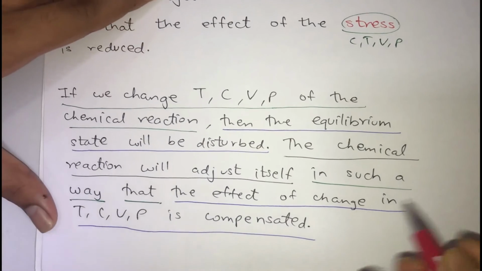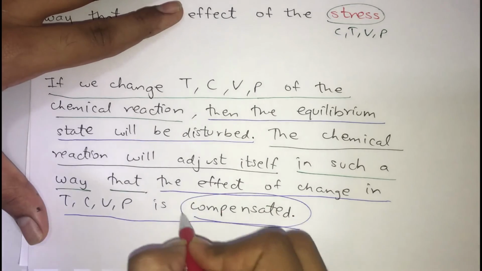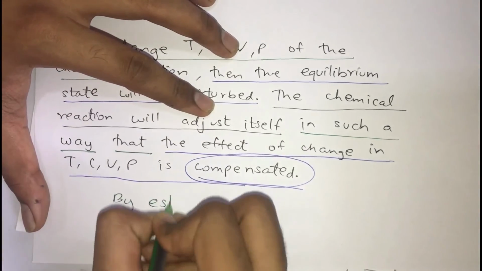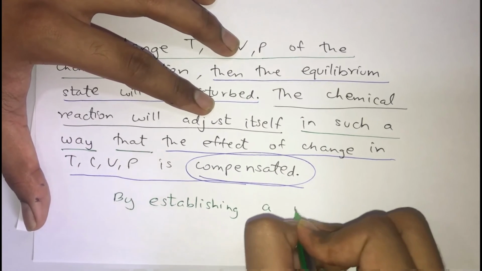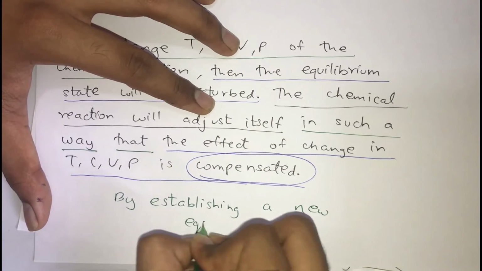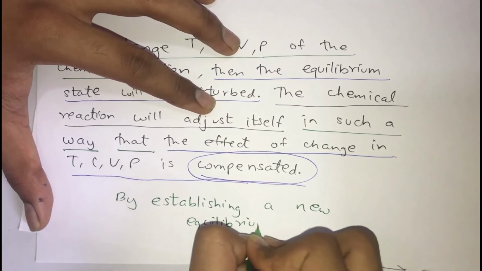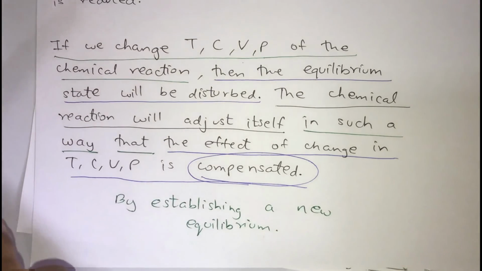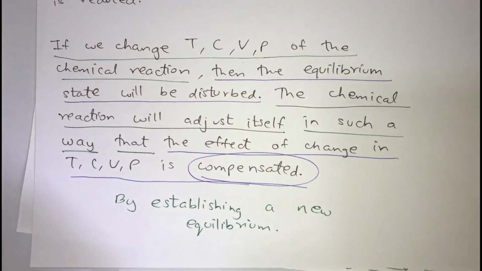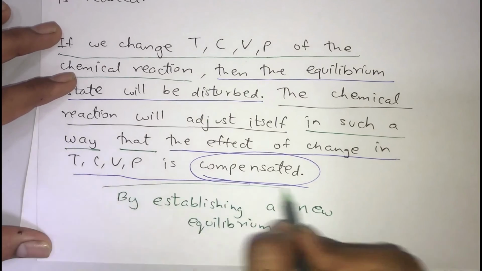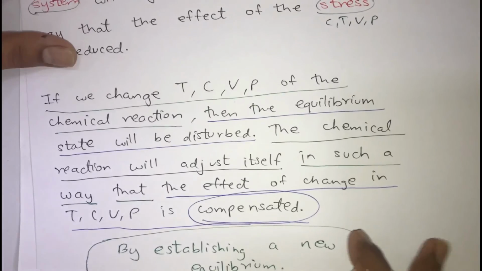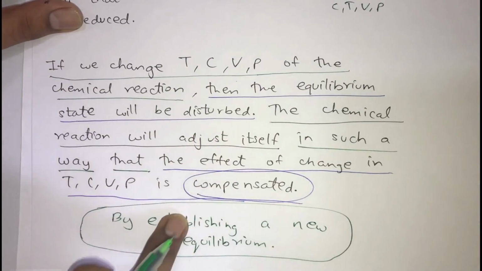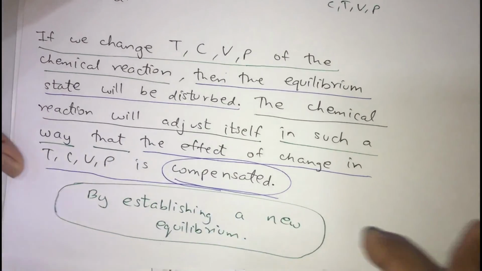And how is it going to compensate? By establishing a new equilibrium. We disturbed the previous equilibrium, so the reaction is going to adjust itself in such a way that it is able to establish a new equilibrium. And guys, trust me, if you write this definition in an exam, your teacher is surely going to get impressed.